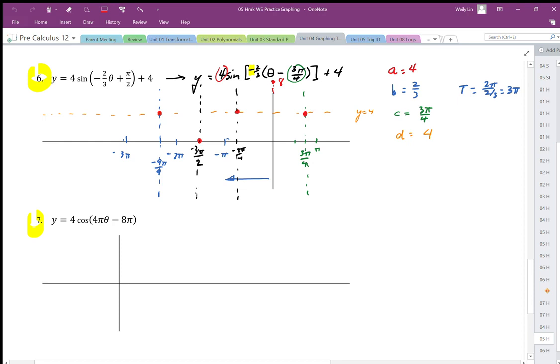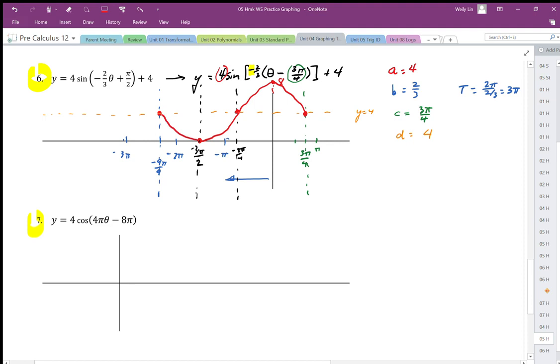Okay, and notice again that instead of going left to right as I normally do, because of the negative 2 over 3 for the B value, that negative value is going to flip horizontally, and that means that my graph's going to go in this direction, and I can draw my 4 quadrants in this direction, which is my backwards direction. Okay, so there's my graph.